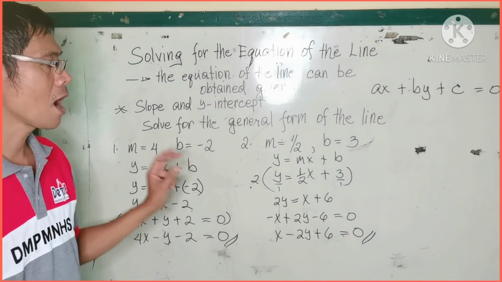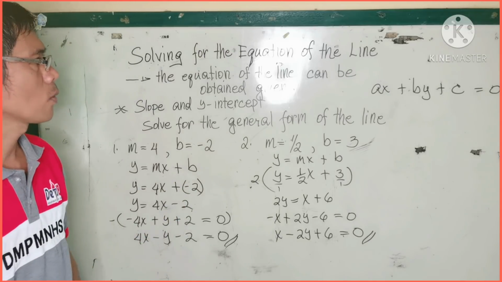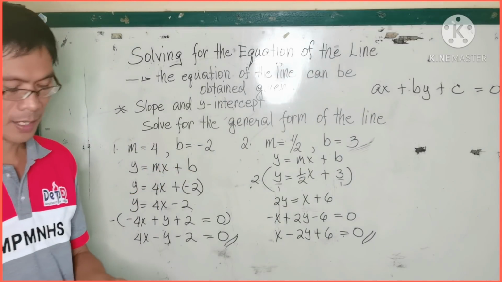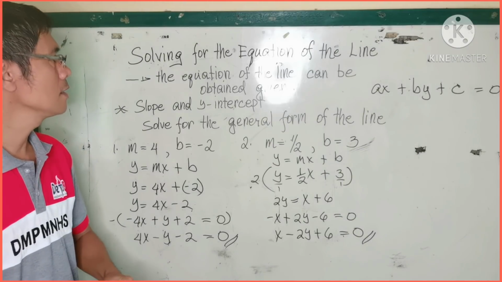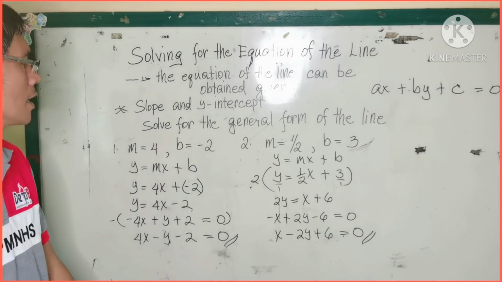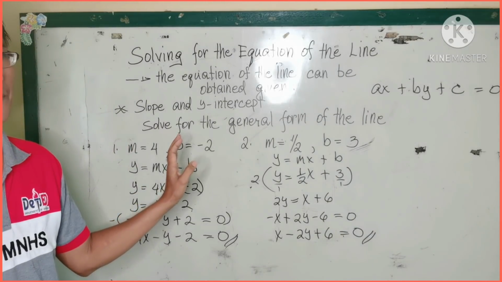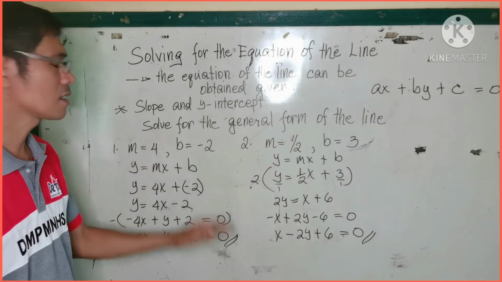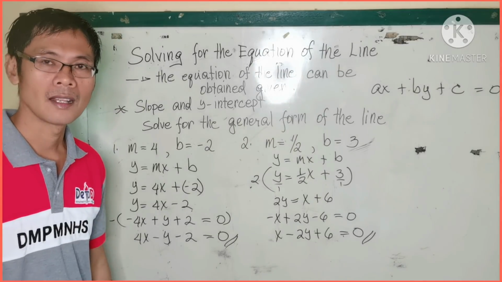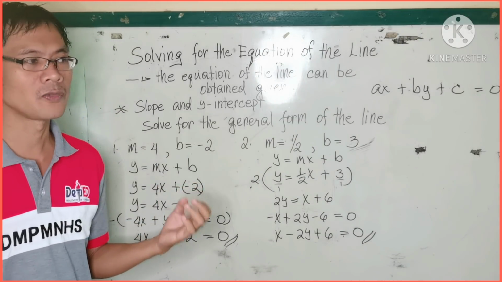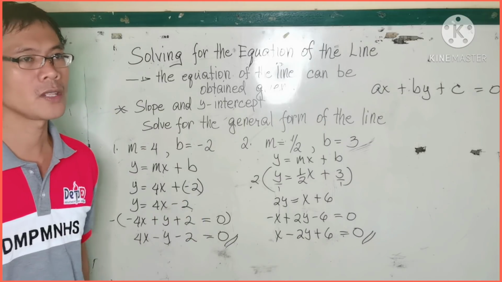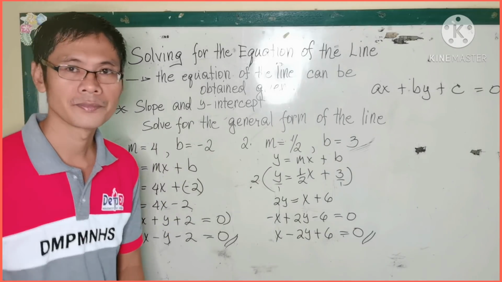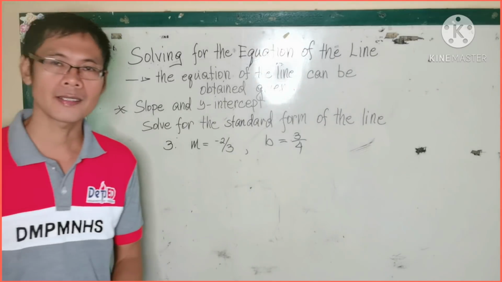So that's how we obtain the equation of the line given the slope and the y-intercept. If we are to solve for the equation of the line given the slope and the y-intercept, the very first thing for us to remember is the slope-intercept form of the equation of the line, because from the slope-intercept form, we can solve for the equation of the line. I just hope that you did follow. Okay guys, let us try to continue.